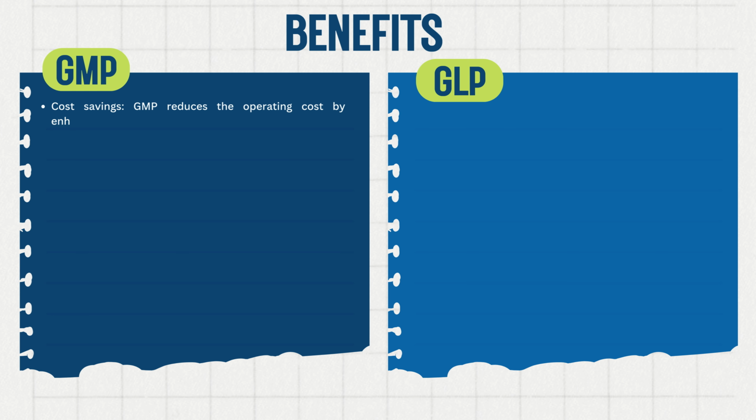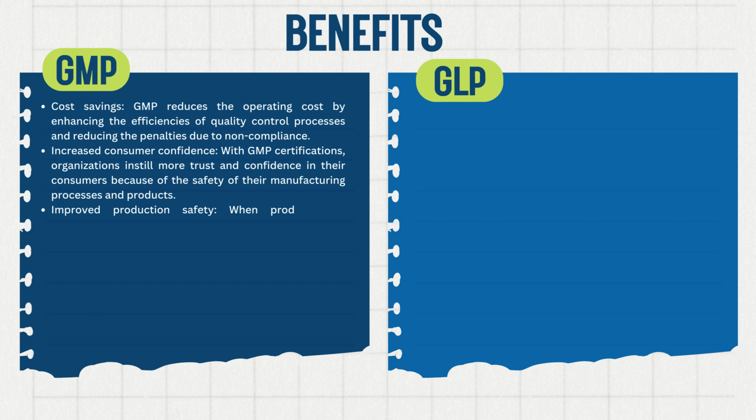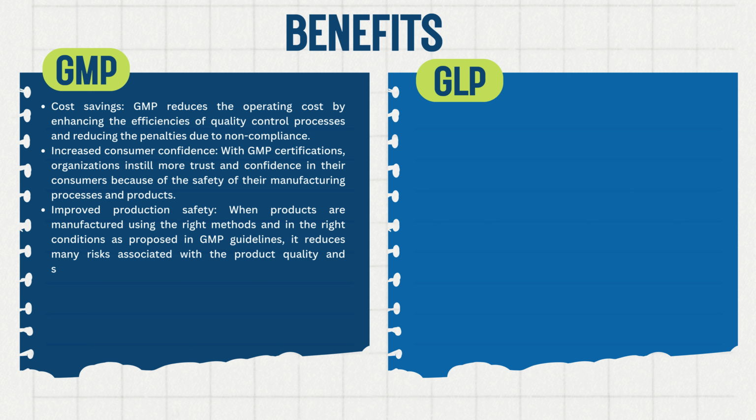Benefits of GMP. Cost savings: GMP reduces the operating cost by enhancing the efficiencies of quality control processes and reducing the penalties due to non-compliance. Increased consumer confidence with GMP certifications: organizations instill more trust and confidence in their consumers because of the safety of their manufacturing processes and products.